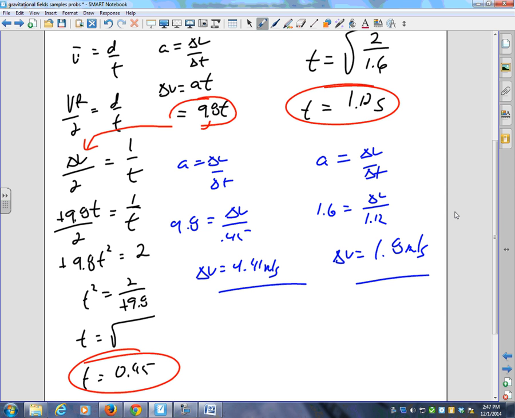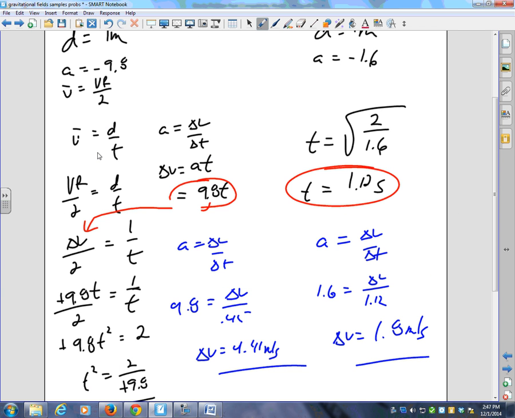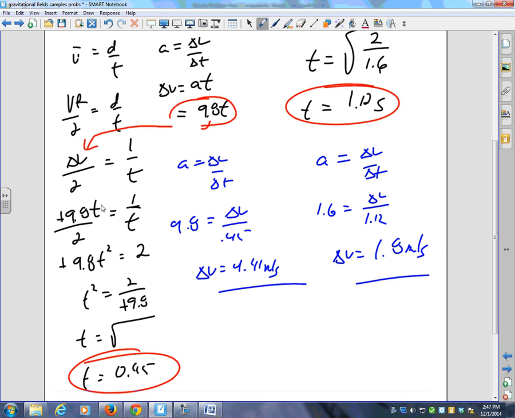Now see, there's the problem: on the Moon, no air resistance. On Earth, lots of air resistance. This implies no air resistance, right?